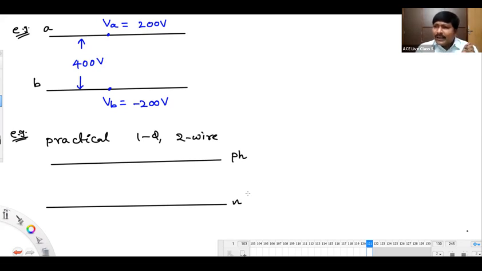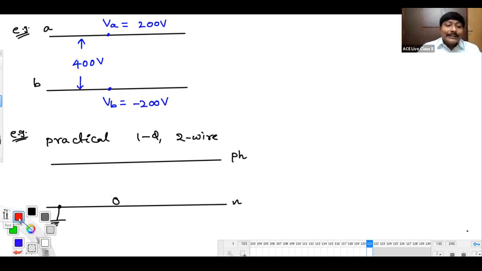Whether this neutral is grounded or not. The neutral wire that we get for our house, is it grounded or not? Yes, definitely. Where? In case of the distribution transformer. At the location of the distribution transformer, it is grounded. See, once it is grounded, what is the voltage of that neutral point? Definitely 0, because ground potential we take as 0. So neutral voltage also becomes 0.